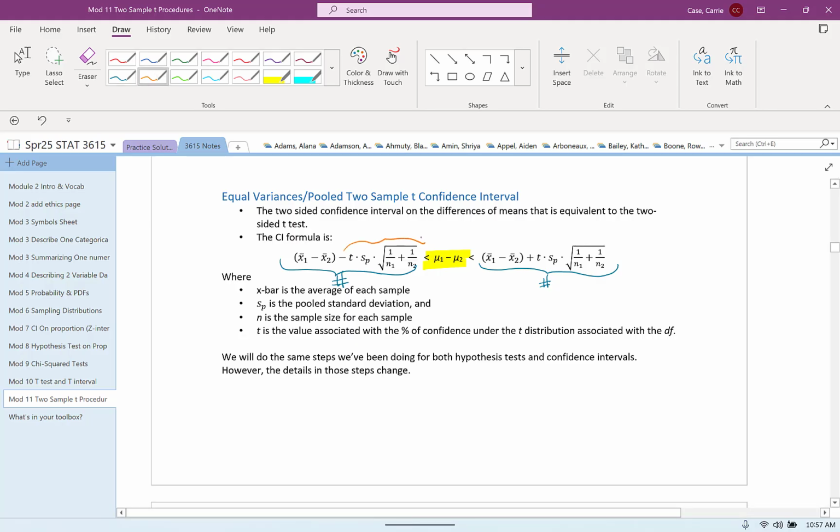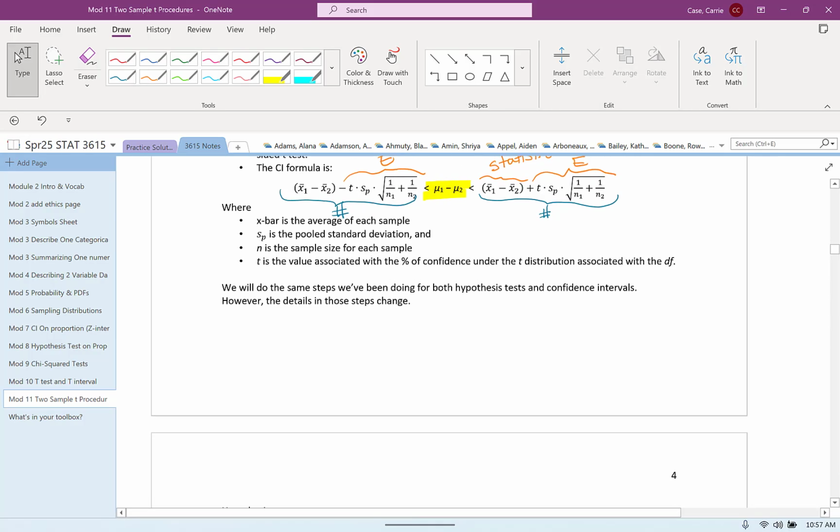So t times pooled standard deviation is margin of error in both cases, and x bar 1 minus x bar 2 is our statistic. So we still have that same format of statistic plus or minus our margin of error. We'll do the same steps we've been doing for both hypothesis tests and confidence intervals. However, the details of those steps change.